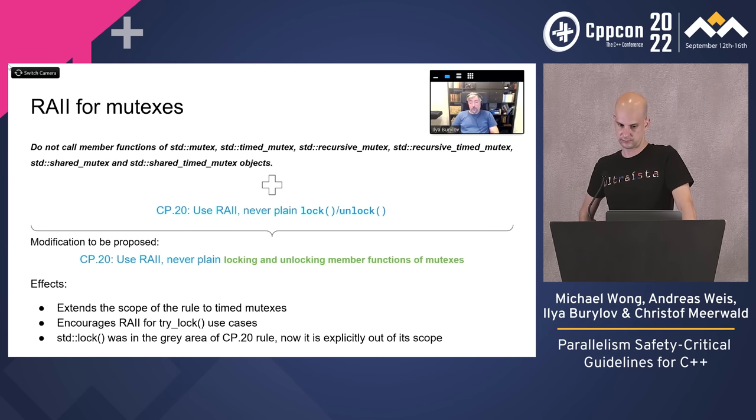With that, we think that we extended the scope of the rule to timed mutexes and encourage RAII for the try lock use cases. At the same time, there is a free function called std::lock, which was in the gray area of the rule. From one point of view, you can think that it is forbidding you to use that. But from the other side, nothing in the rule itself and examples references this free function. With our modifications, we think we made it a little bit clearer that there are reasonable use cases for std::lock functions, and we can cover them with other rules. The next slide.